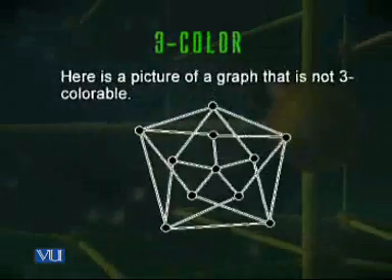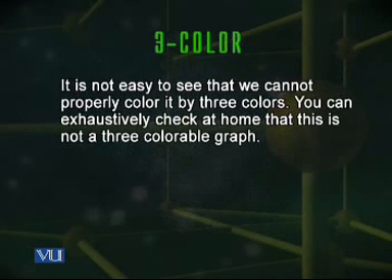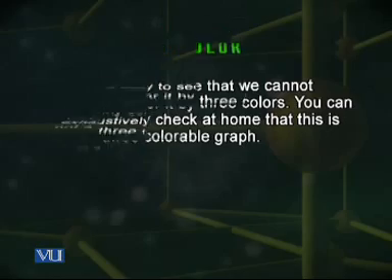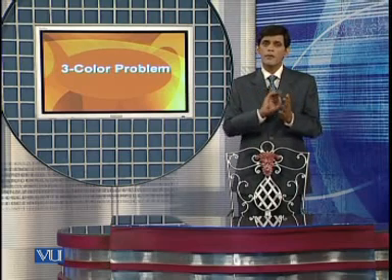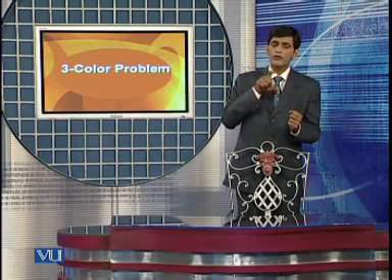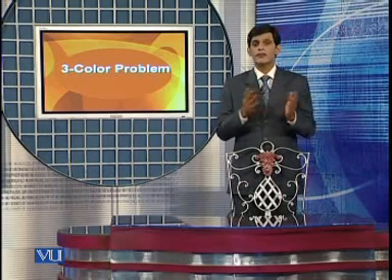Let's look at another graph. Here is a picture of a graph, and once again I'm telling you that this graph is not three-colorable. In fact, it is not easy to see that we cannot color this graph with three colors. What you will have to do is look at this graph, stare at it for a while, and exhaustively check it at home that there is no way to three-color this graph. So, this particular graph that I have shown you, if you try to color it with three colors, no matter what you do, you end up coloring two vertices which are connected and giving them the same color. And therefore, we say this graph is not three-colorable.